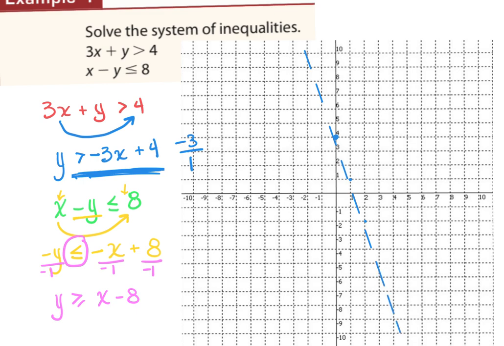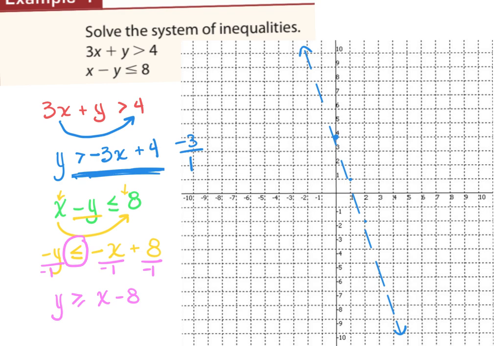Now we have to determine how we're going to shade it. The y is greater than. So I'm going to go right here. My y value was positive 4. Where is your y greater than positive 4 on this line? It's all here. So I'm going to shade this side of the line because that's where my y is greater.